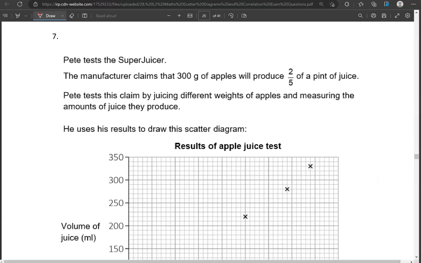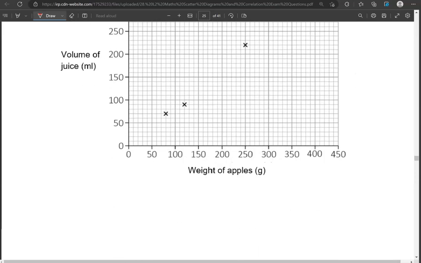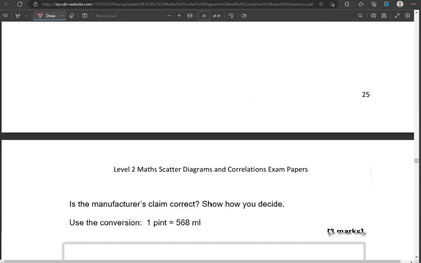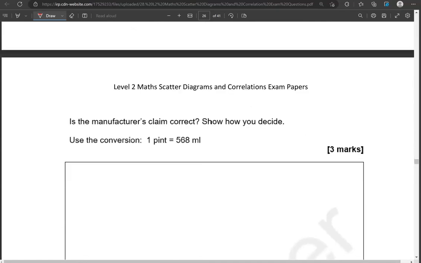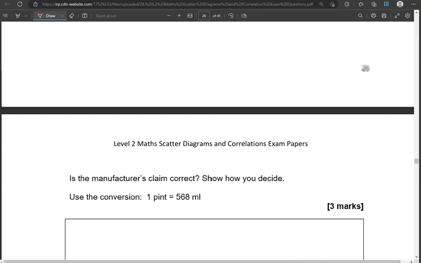P tests the super juicer. The manufacturer claims that 300 grams of apples will produce 2/5 of a pint of juice. P tests this claim by juicing different weights of apples and measuring the amounts of juice they produce. He uses his results to draw this scatter diagram. Is the manufacturer's claim correct? Show how you decide. Use the conversion: 1 pint is equal to 568 millilitres.